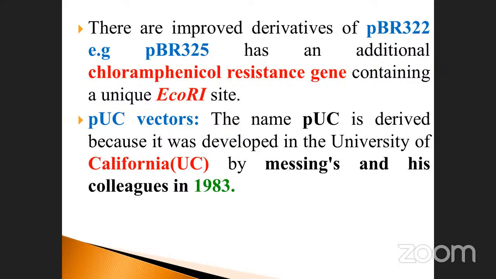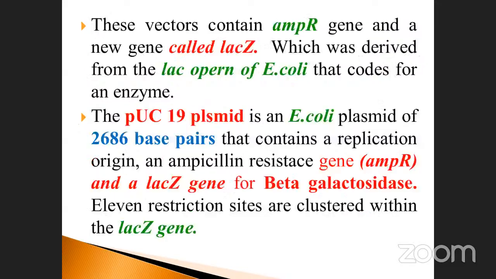Who discovered this one? The pUC plasmid. What is that? University of California vectors, discovered in the year 1983. Who discovered? Messing and his colleagues, co-workers. Okay. So go to the next one.